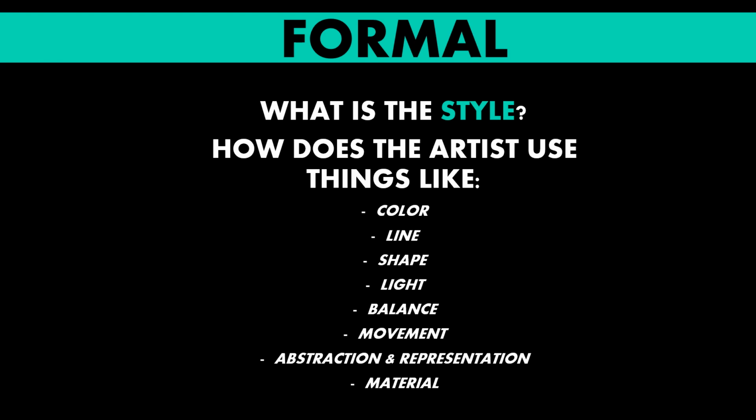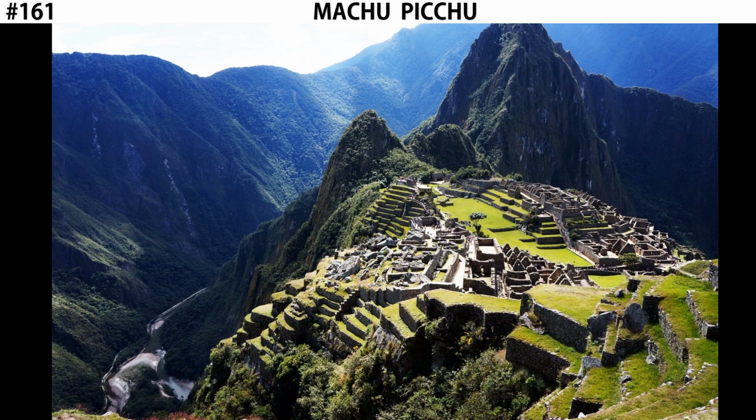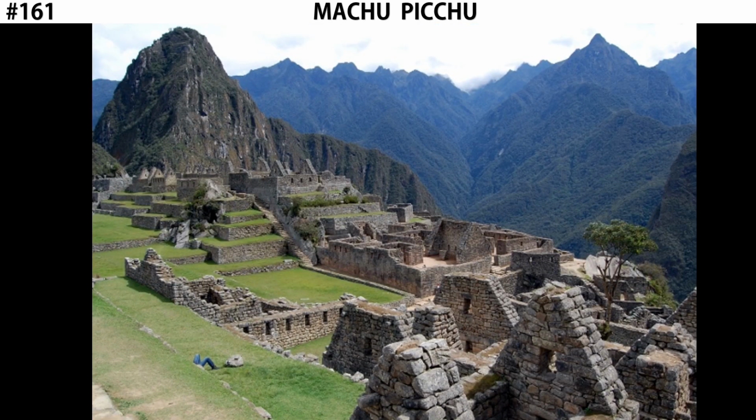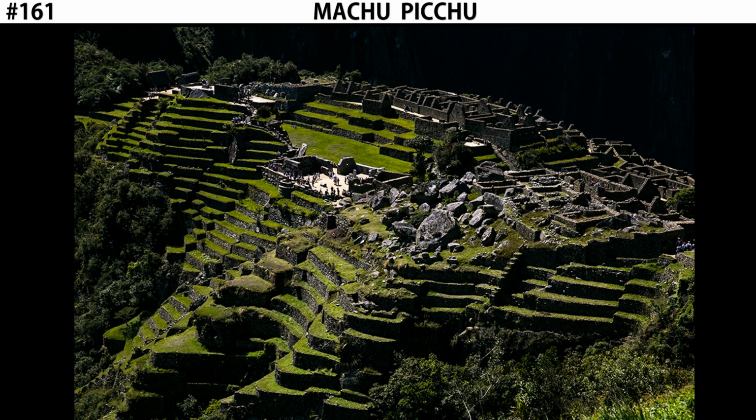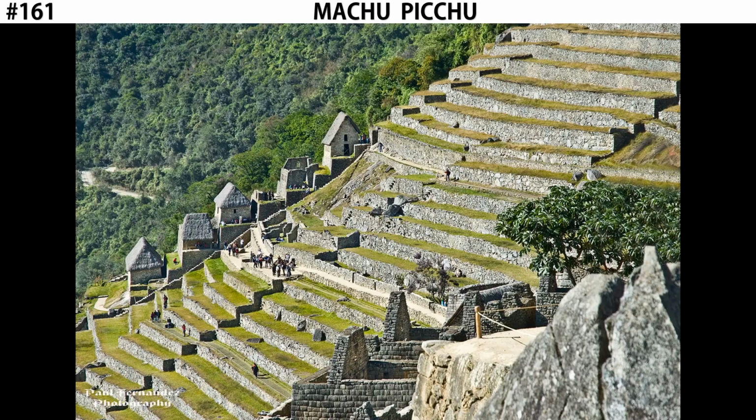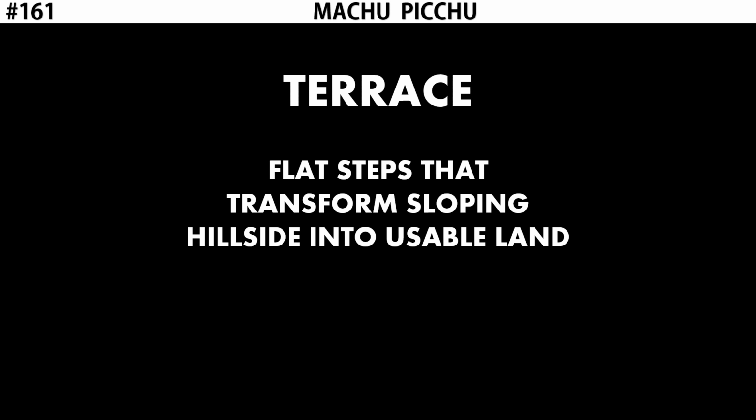Now let's talk about the form. Machu Picchu is interesting because it's located up on the steep, sloping peaks of the Andes Mountains. This landscape would be very difficult to build and very difficult to live on because it's so steep that you can't really grow plants. You can't turn it into farmland easily. What the Incan people did is they transformed those steep, sloping hillsides into a series of flat steps. These are called terraces. A terrace is a flat step that transforms sloping hillside into usable land.